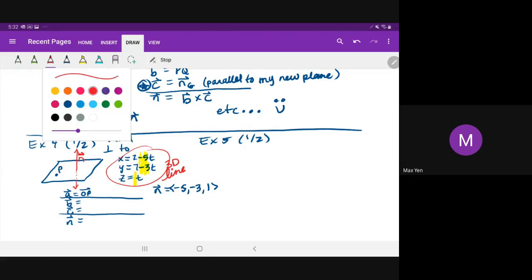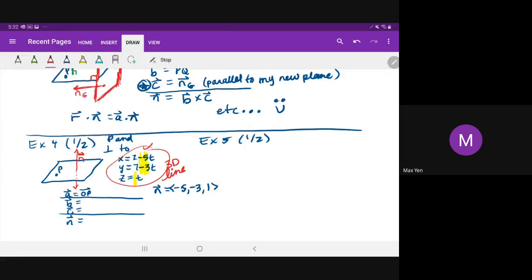Okay, so I'm going to call this line L. Handwriting L. Okay, so we'll call it line L. And then the normal vector is the coefficients of T, which is the slope vector. You guys are learning it pretty fast. Okay, so N is that.